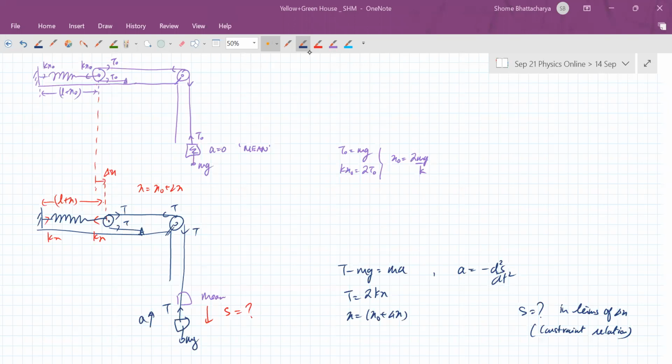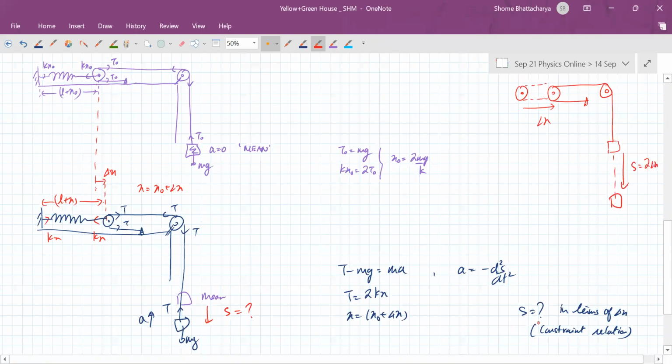Yes, very good. Tantresh, that's correct. So you see from thread length here, that if the pulley moves from a position like this to a position like this, it moves by delta x. So this much thread gets released. So the block on the other side will have to move from this position to 2 times delta x. So this s is equal to 2 times delta x.